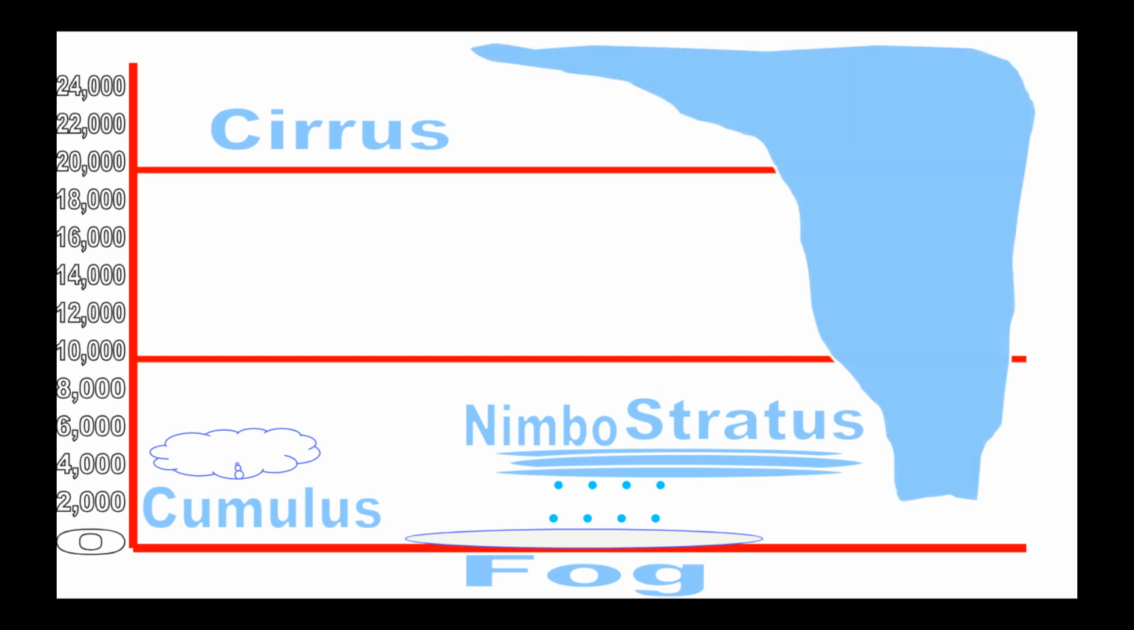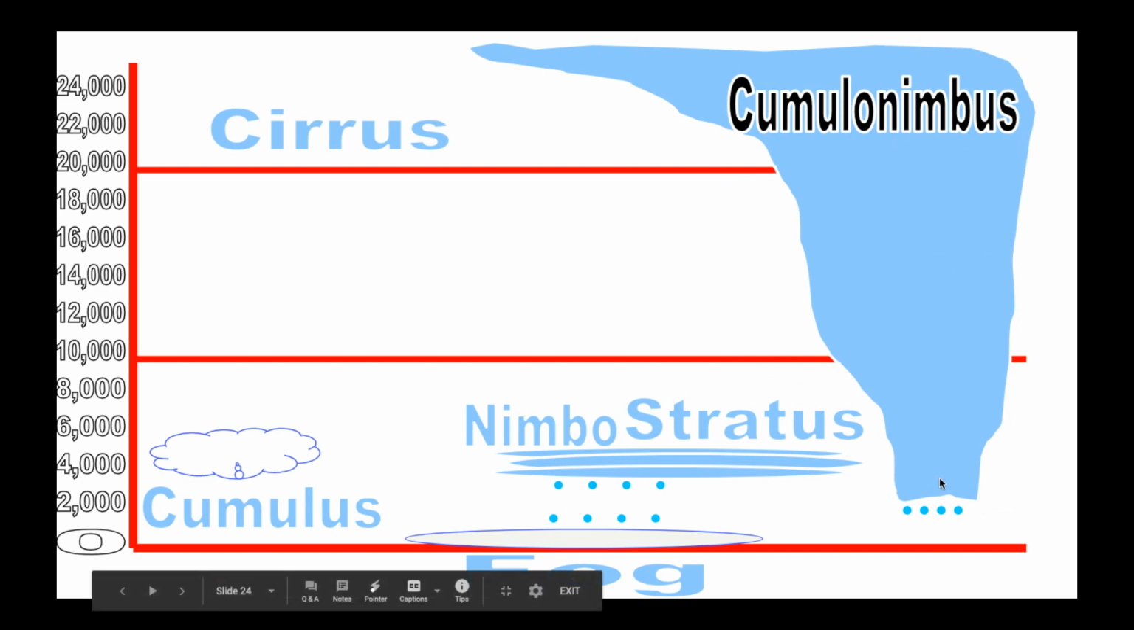Now, if we have a stratus cloud that produces rain, then we're going to add nimbo to the beginning of it, and it's a nimbostratus. Because remember, nimbo means precipitation. And then our last type is our very, very tall storm clouds, which we call cumulonimbus. And because we have the nimbus ending, those produce rain.